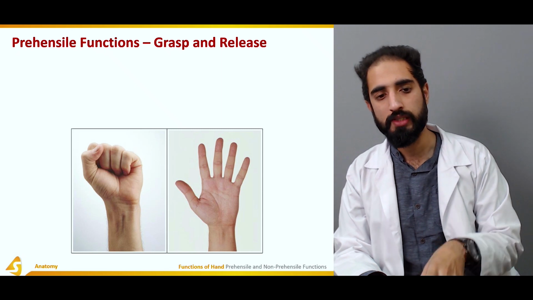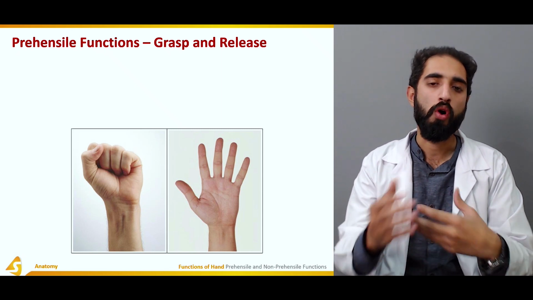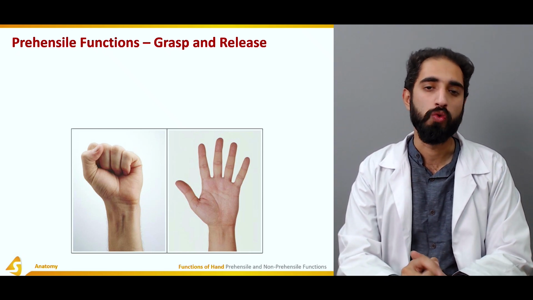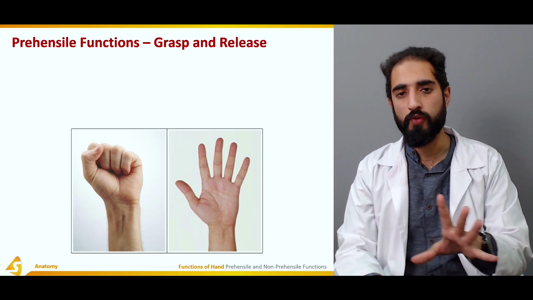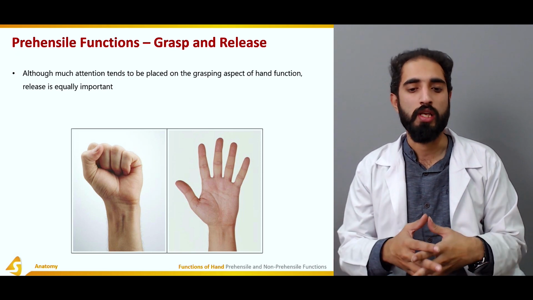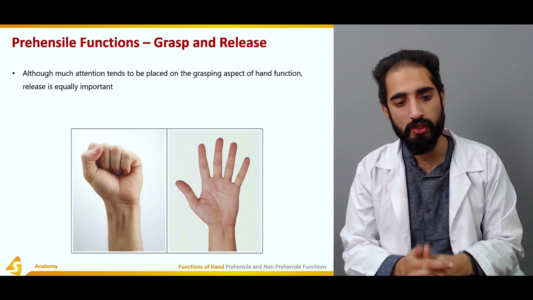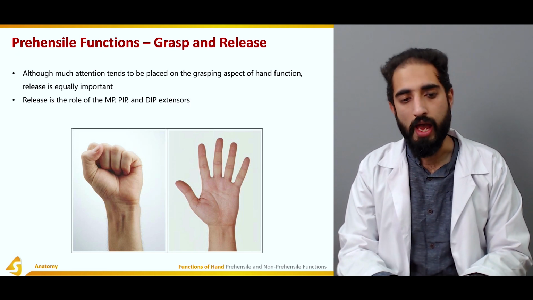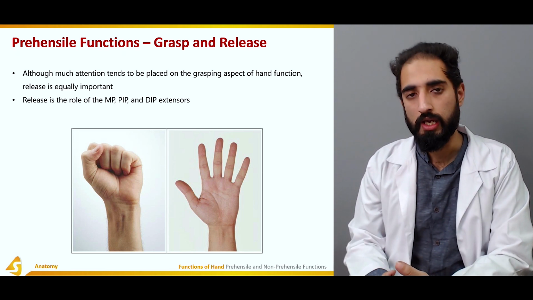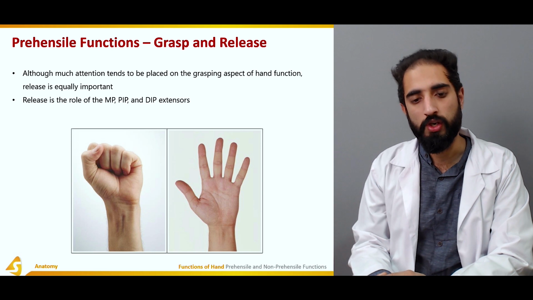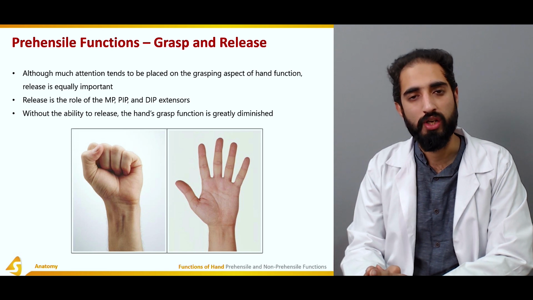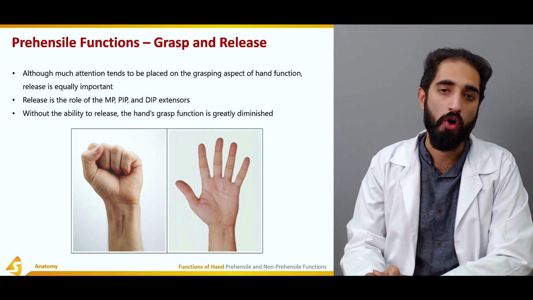Another very important thing to understand is that prehensile function does not only or necessarily mean grasp or grip. It also is related to release. The grasp is not functional or purposeful if we lack the ability to release the object. Although much attention tends to be placed on the grasping aspect of hand function, release is equally important. Release is the role of the extensors of the hand, in terms of all the metacarpophalangeal, proximal interphalangeal, and distal interphalangeal extensors. Without the ability to release, the hand grasp function is greatly diminished and may not even be purposeful.